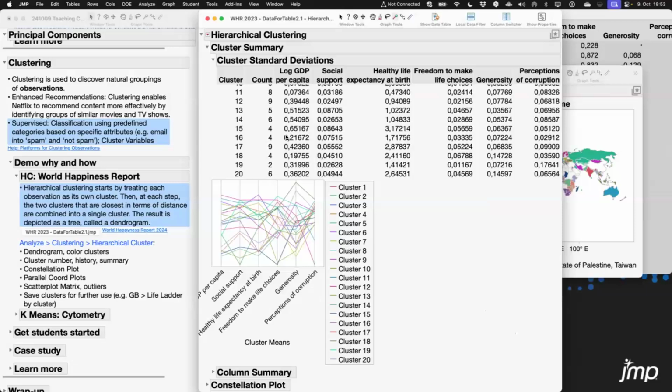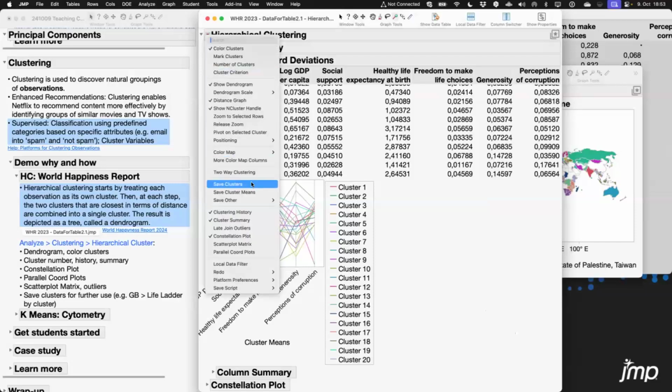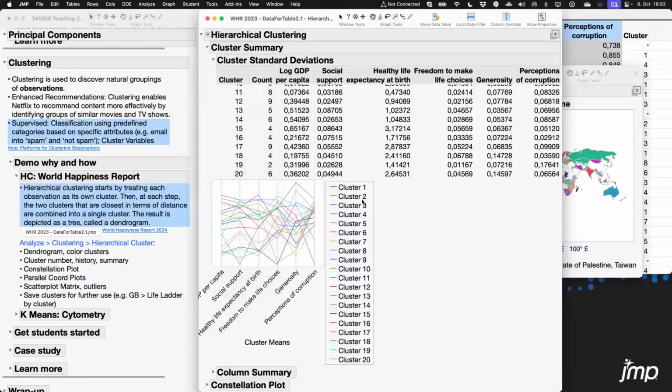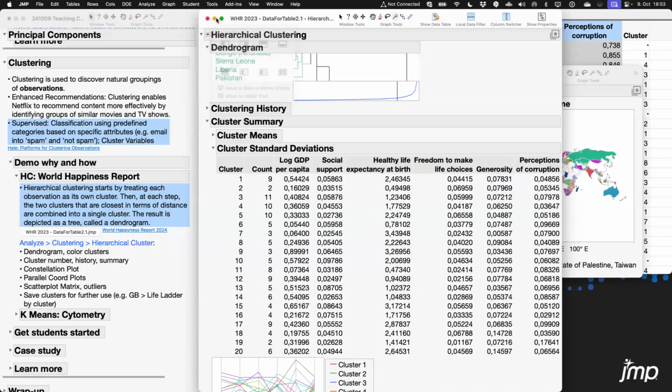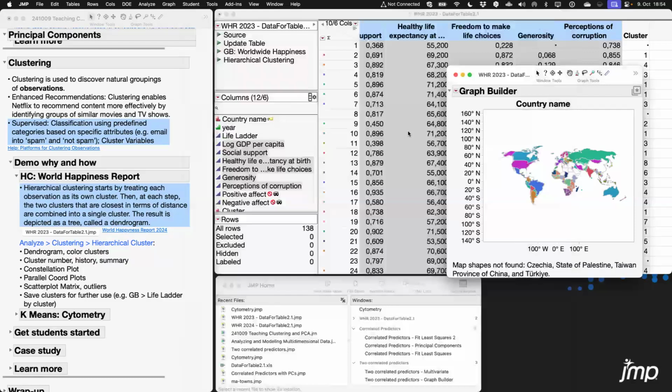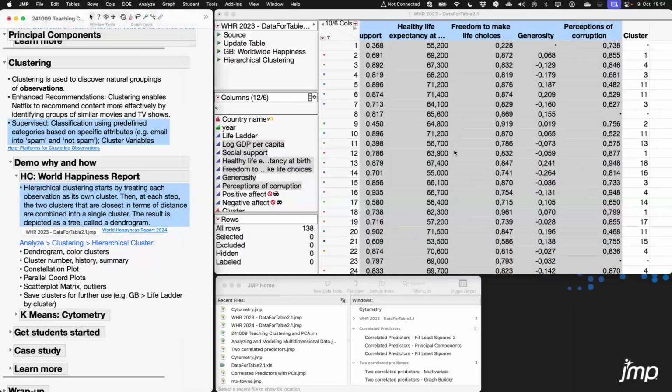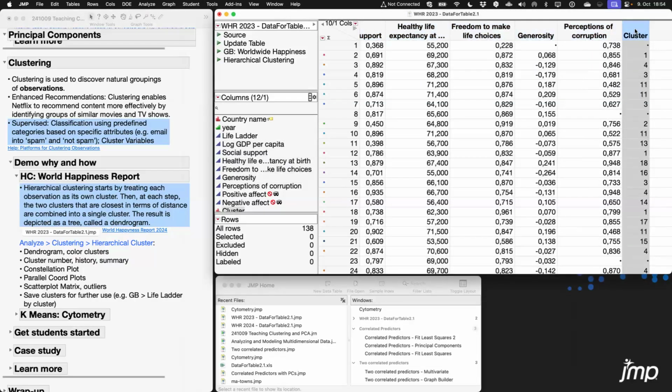And then at the end, we could save the clusters for further analysis. Saving the clusters means that we are saving the cluster assignment, the result, to our data table. And that's the result here. So we have 20 clusters, and we get a nominal column with the cluster information.